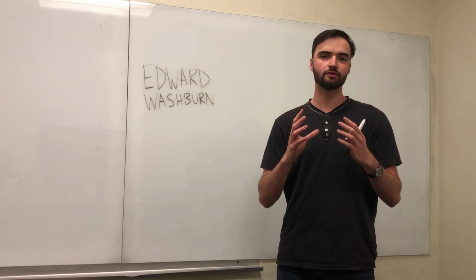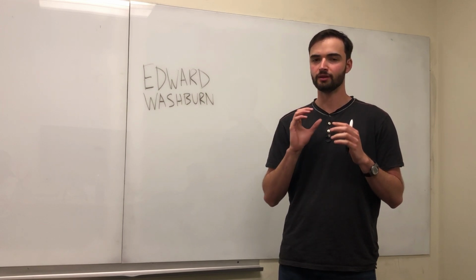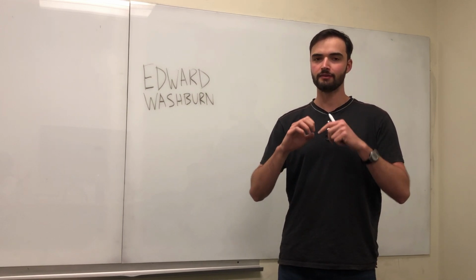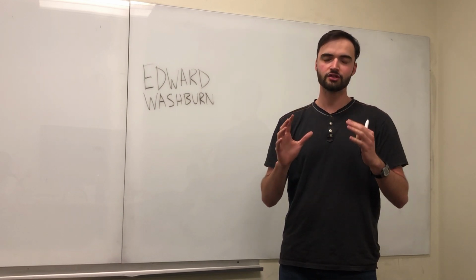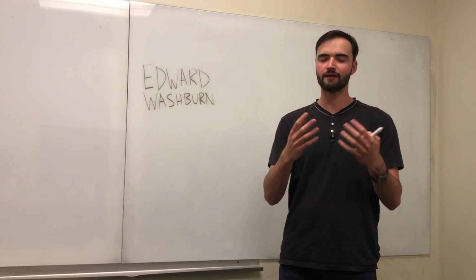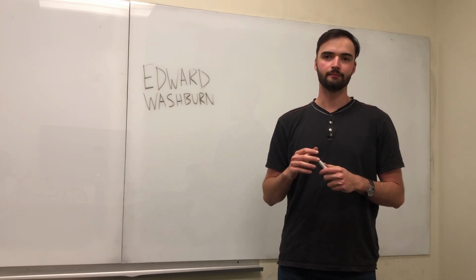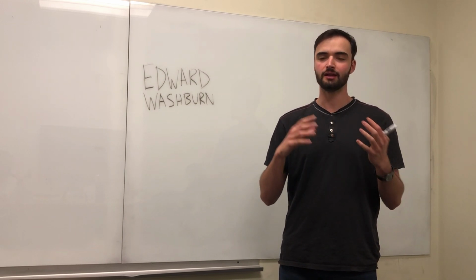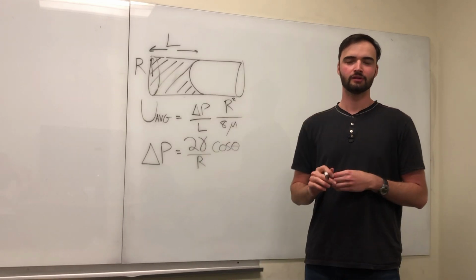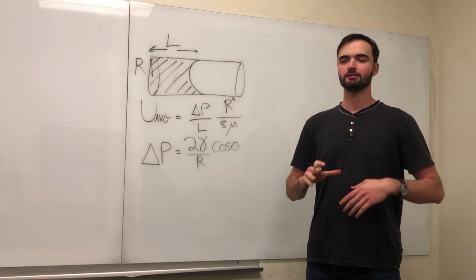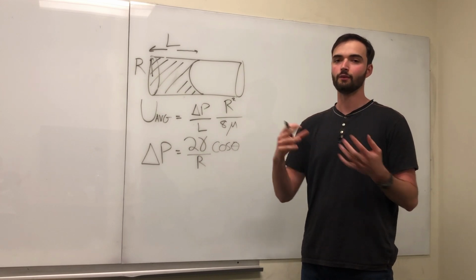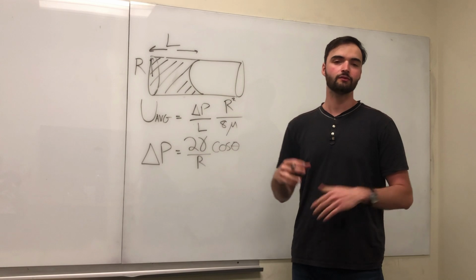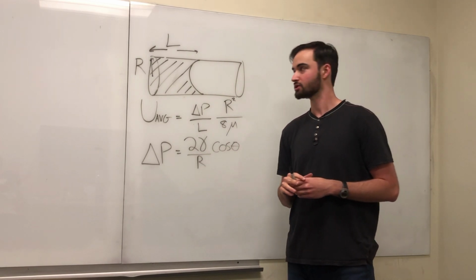Now, Washburn's equation only applies when the pores are very small, because that's the regime where surface tension dominates. You go any larger and other forces like gravity will start to dominate over surface tension. So now that we understand when the Washburn equation is relevant and why it's needed, I'm going to go into Washburn's derivation for the equation.